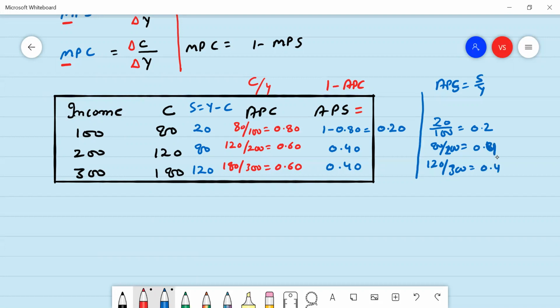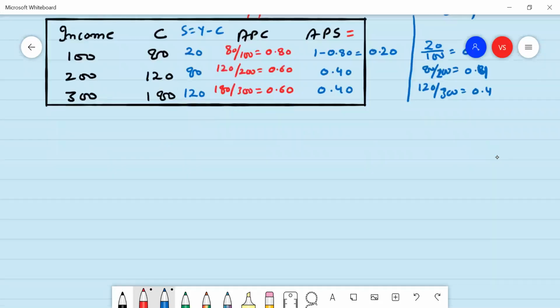So there are two methods to calculate APS. One, you can have 1 minus APC, another one is S upon Y. So it depends on the question. So now I'm giving you one more question for practice.